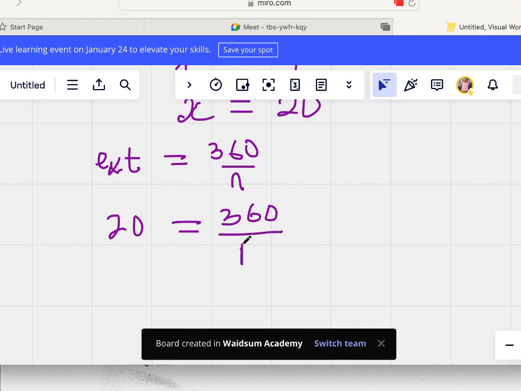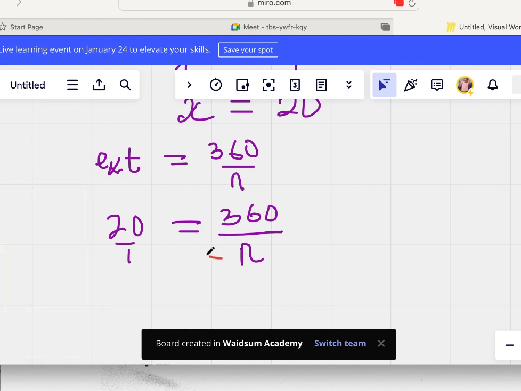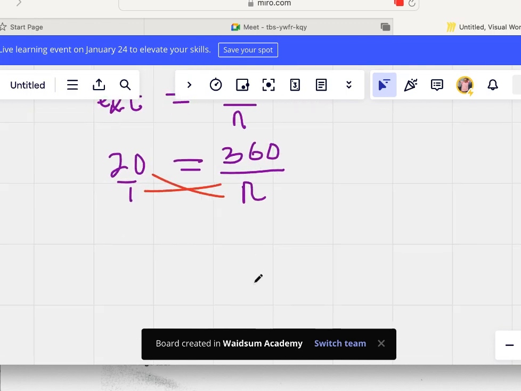Now we cross multiply. Since we are looking for n, you have to cross multiply. This becomes over 1. So when we cross multiply, we say this times this, and 1 times 360. We say 20 times n is 20n. We get 20n on the left side, and then 360 times 1 equals 360, so here we have 360 on the right side.